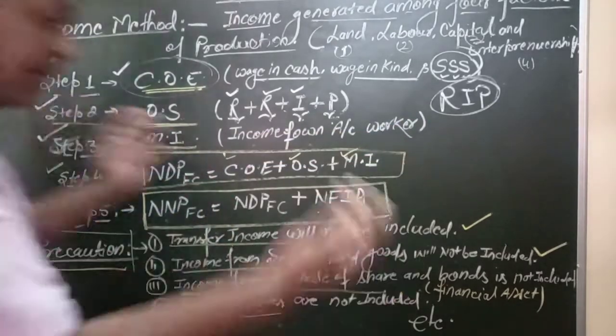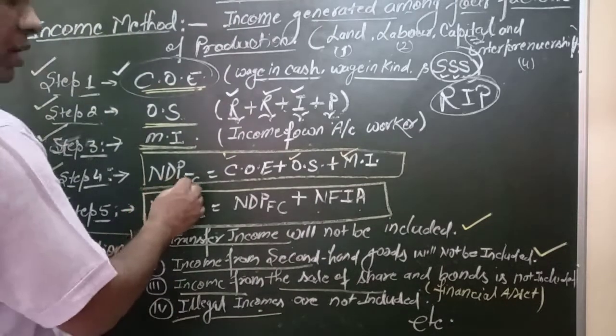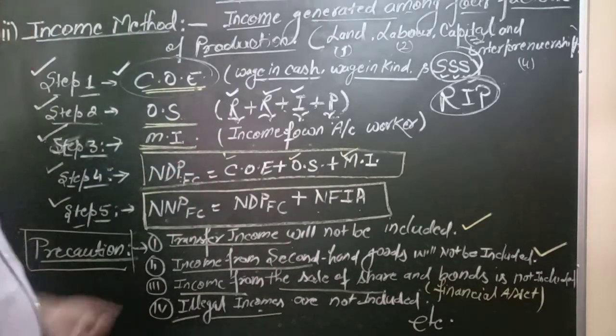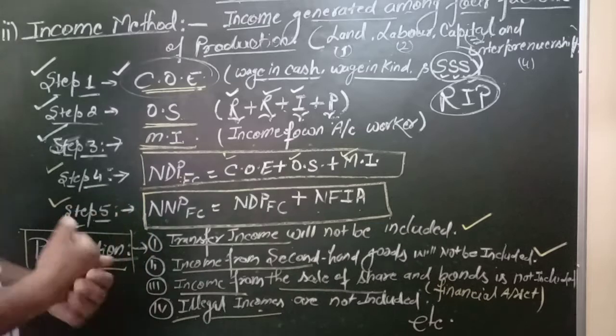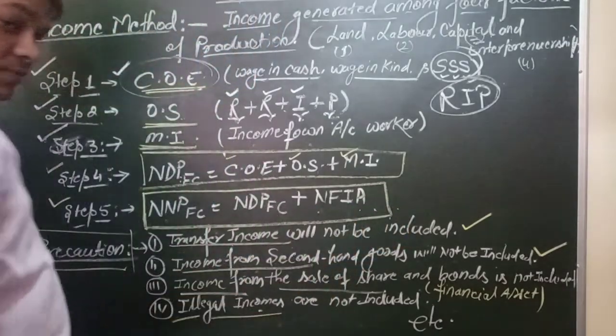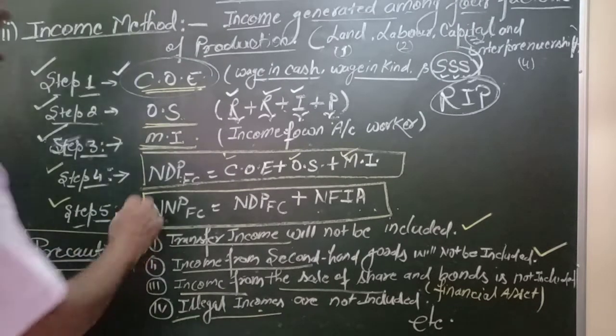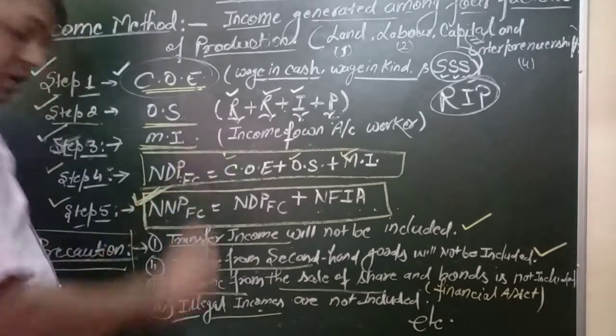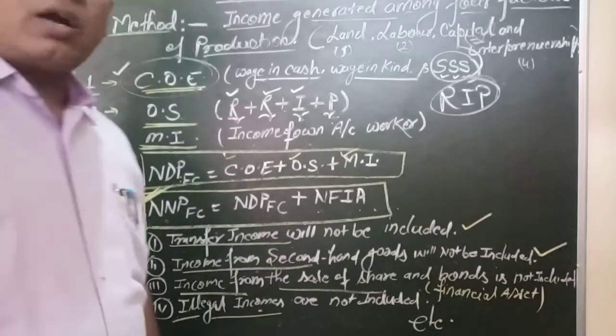If we add them together, we get the NDP at FC, and then after that, if we add NFIA, net factor income from abroad, to NDP at FC, we get the NNP. So this is the income method.